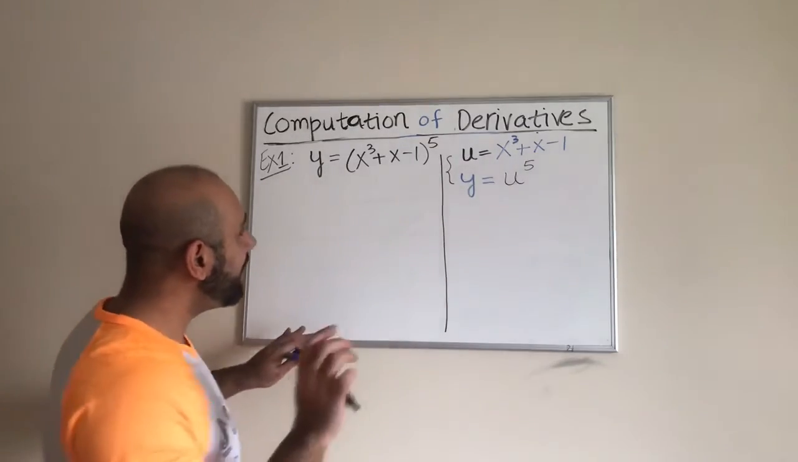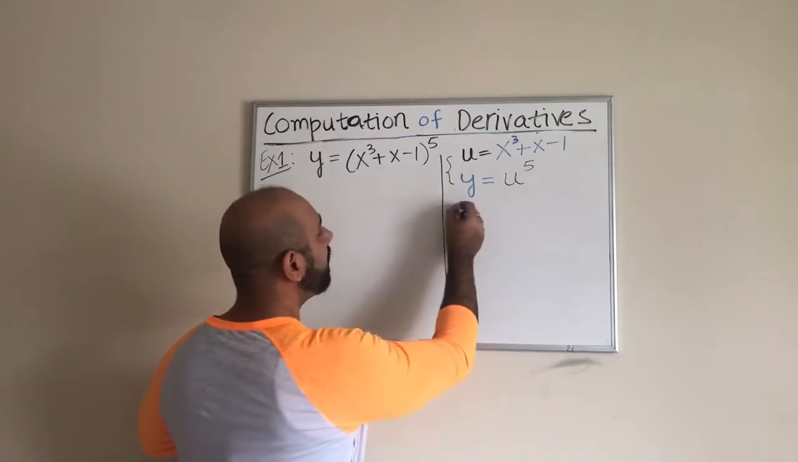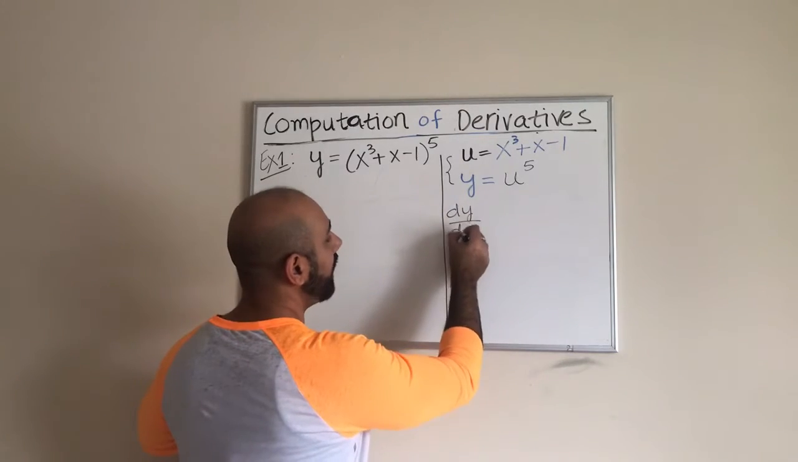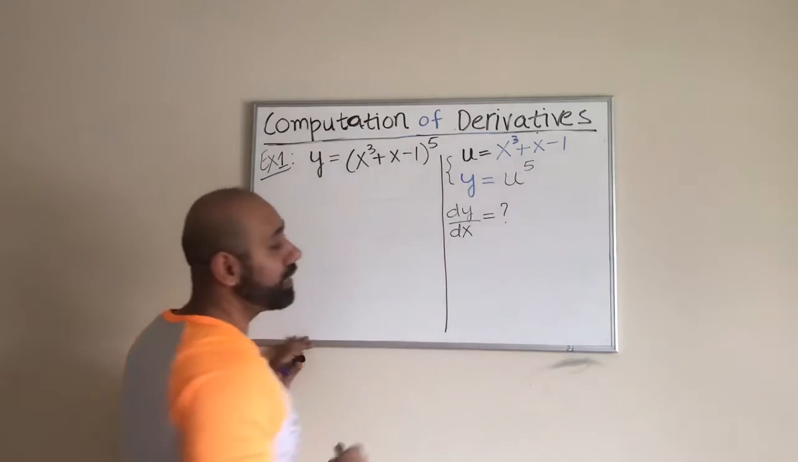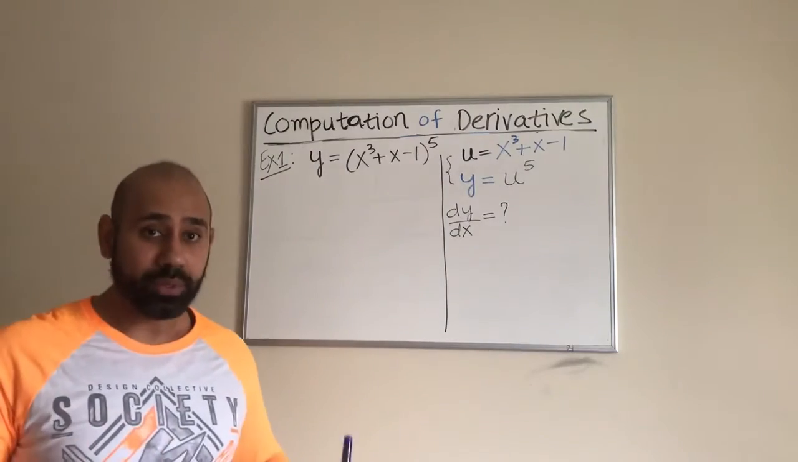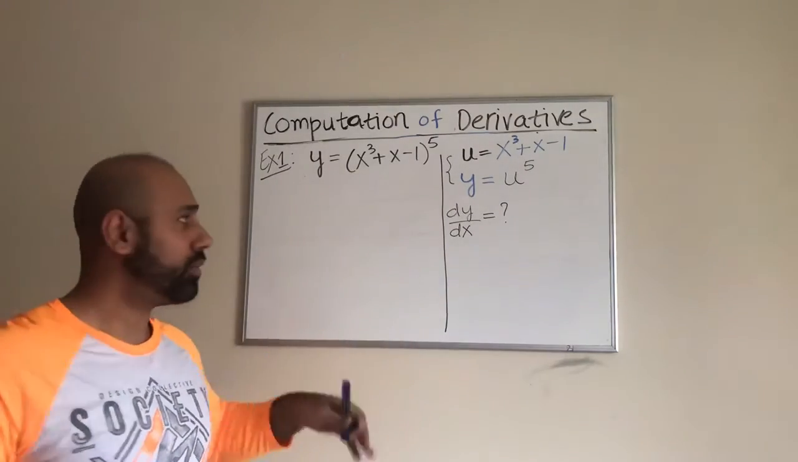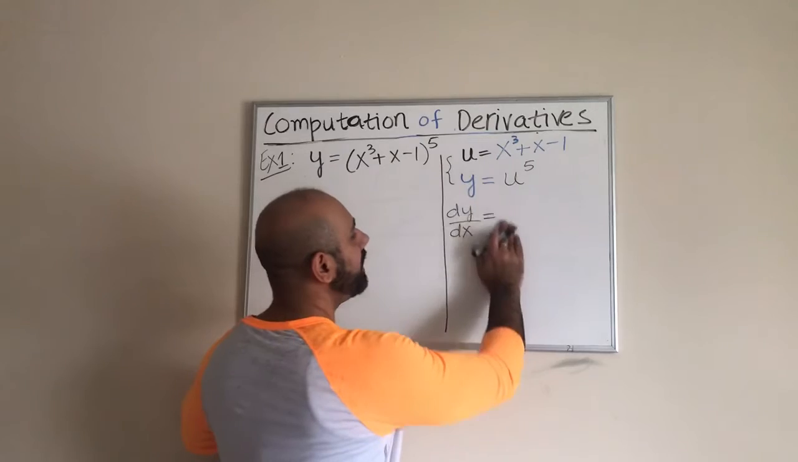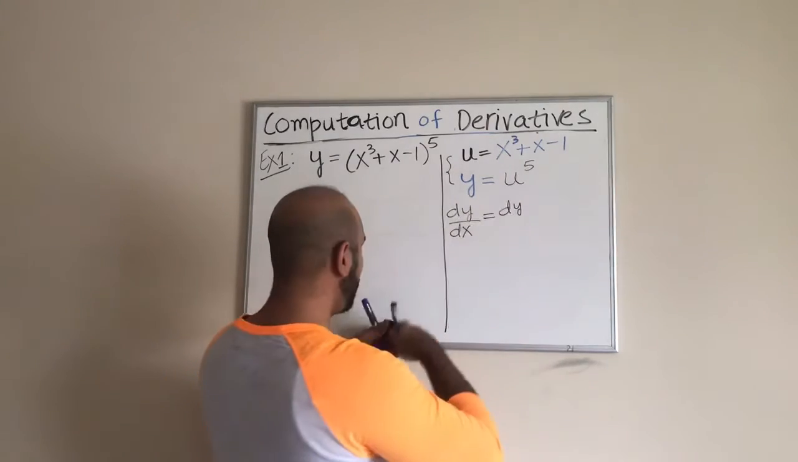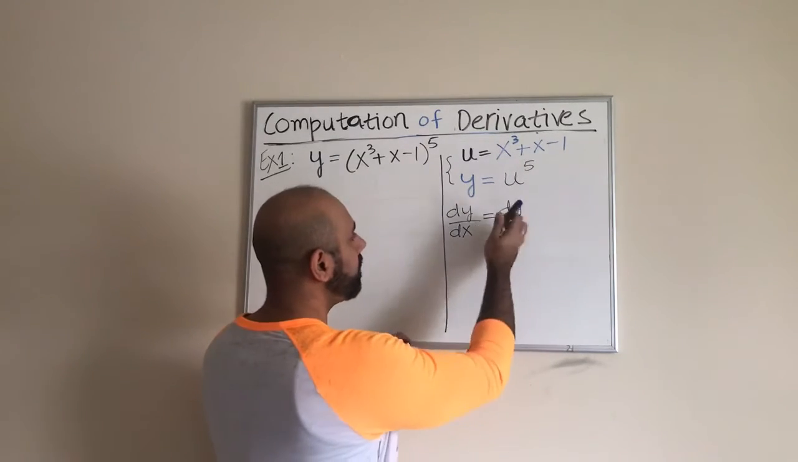Guys, once I have this, then I know what we want. We want to find the derivative of y with respect to x. That is what we actually want to evaluate, right? We don't have a direct way of doing it, and we are trying to use the chain rule. So guys, using the chain rule, we know this equals dy over du, right?